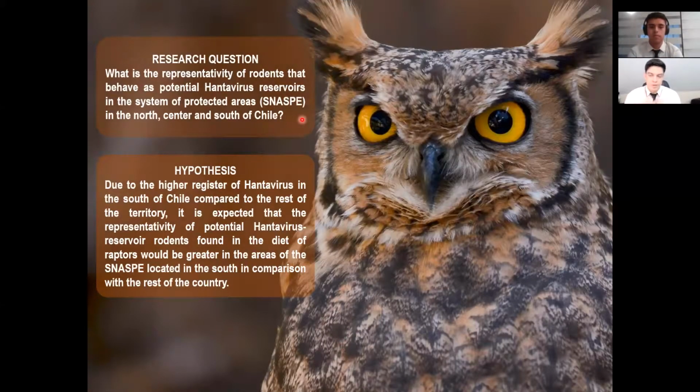Because of that information, we developed the following research question. What is the representativity of rodents that behave as potential hantavirus reservoirs in the system of protected areas in the north, center, and south of Chile?